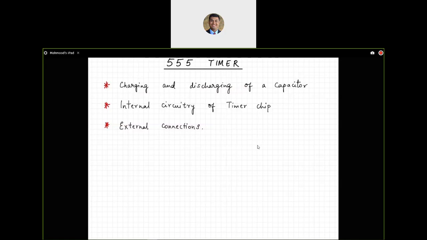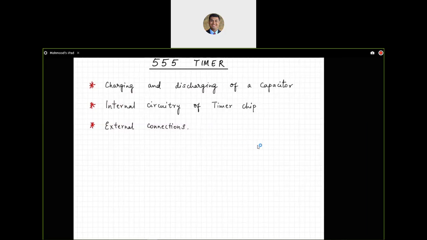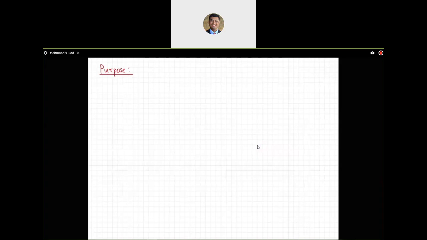Then the second item on this list is to talk about the internal circuitry of the 555 timer chip, and we will tie everything together by discussing the external connections. So what is inside the chip and what do you connect outside the chip? Before we even get into the charging and discharging, first we need to establish motivation. So what can be a purpose of using this IC?